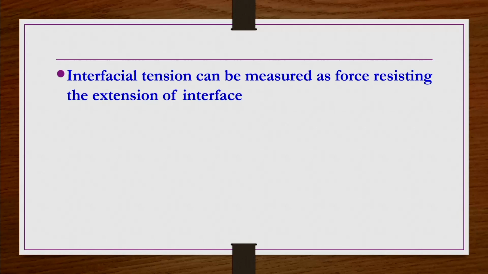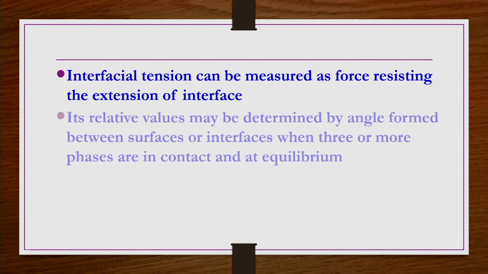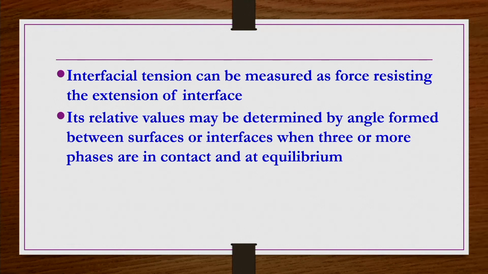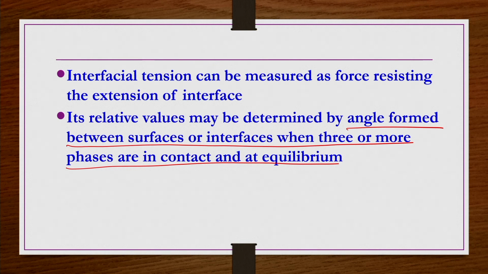So, interfacial tension can be measured as the force resisting the extension of surface or interface. Its relative values may be determined by the angle formed between the surfaces or interfaces when 3 or more faces are in contact and at equilibrium. So, how much is this interfacial tension, that we wanted to know, right. Now, this material, rather than forming a sheet like this, is taking a droplet form because of the interfacial tension, because that interfacial tension is offering the resisting force for this water not to extend its surface.